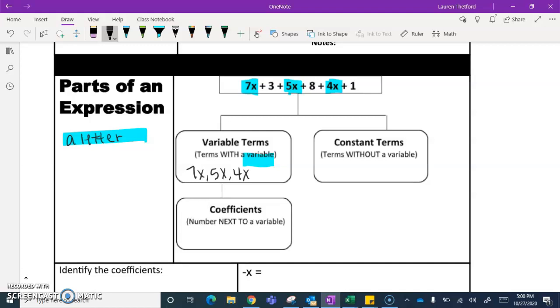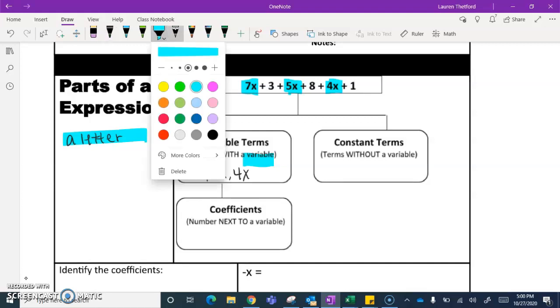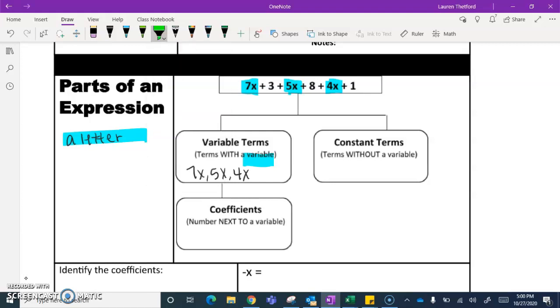Our coefficients are the numbers that are next to the variable. So in this case, we have a 7, a 5, and a 4. So those are our coefficients. A constant is all of the terms that do not have a variable attached. So in this case, it's 3, 8, and 1.